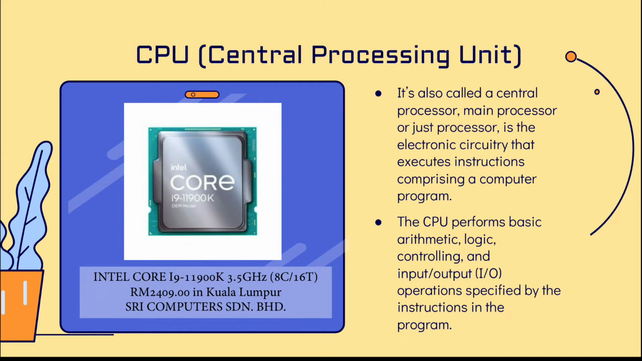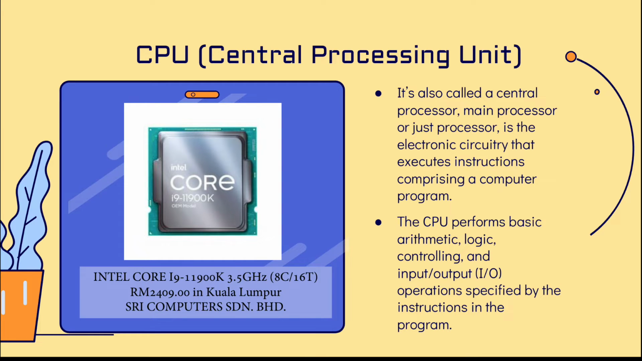First, we start with the CPU. What is a CPU? CPU means Central Processing Unit. It is also called a central processor, main processor, or just processor. It is the electronic circuitry that executes instructions comprising a computer program. The CPU performs basic arithmetic, logic, controlling, and input-output operations specified by the instructions in the program.